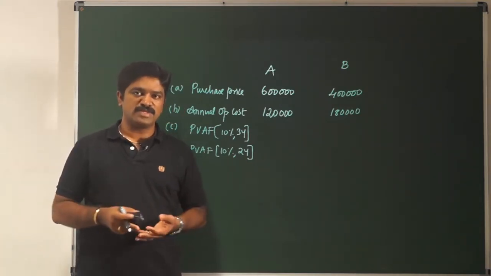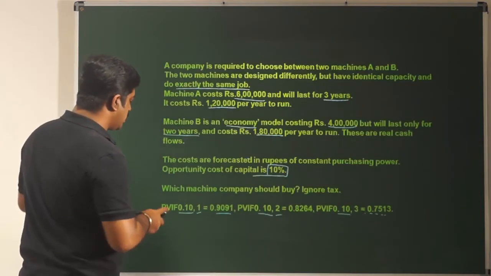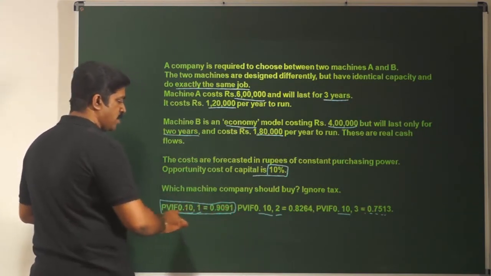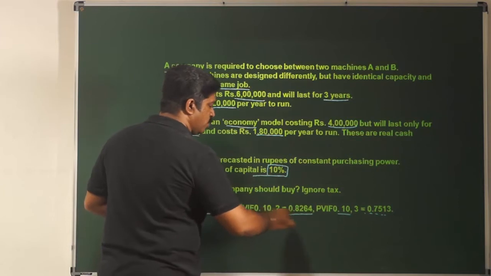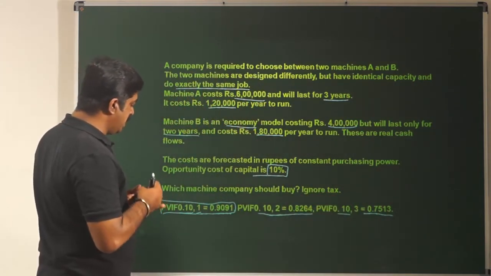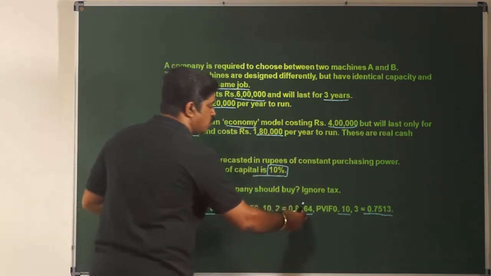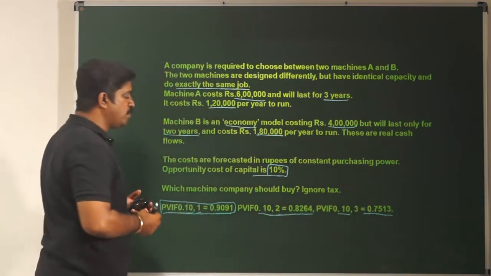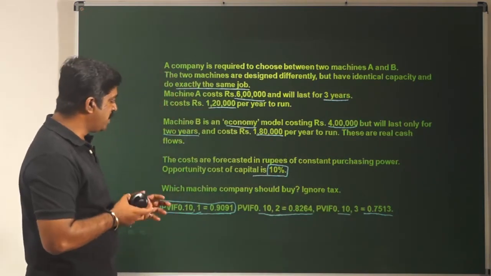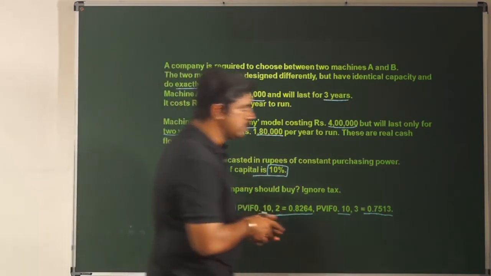But let us not have that headache, because if you look at the case, it has given the PVIF at 10% for year 1. Then you are also given for year 2, and for year 3. If you are interested in PVAF for 3 years, what you have to do? Take PVIF year 1 plus 2 plus 3. This will give you PVAF 10% 3 years. And if you are interested in PVAF 10% 2 years, it is 0.909 plus 0.826.